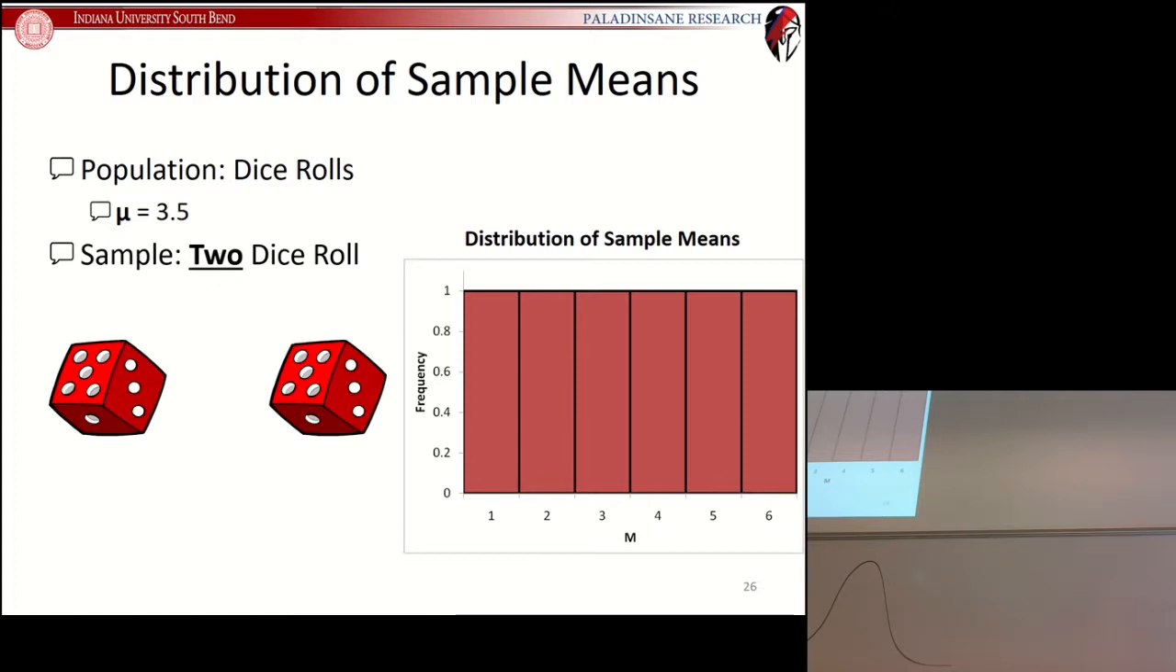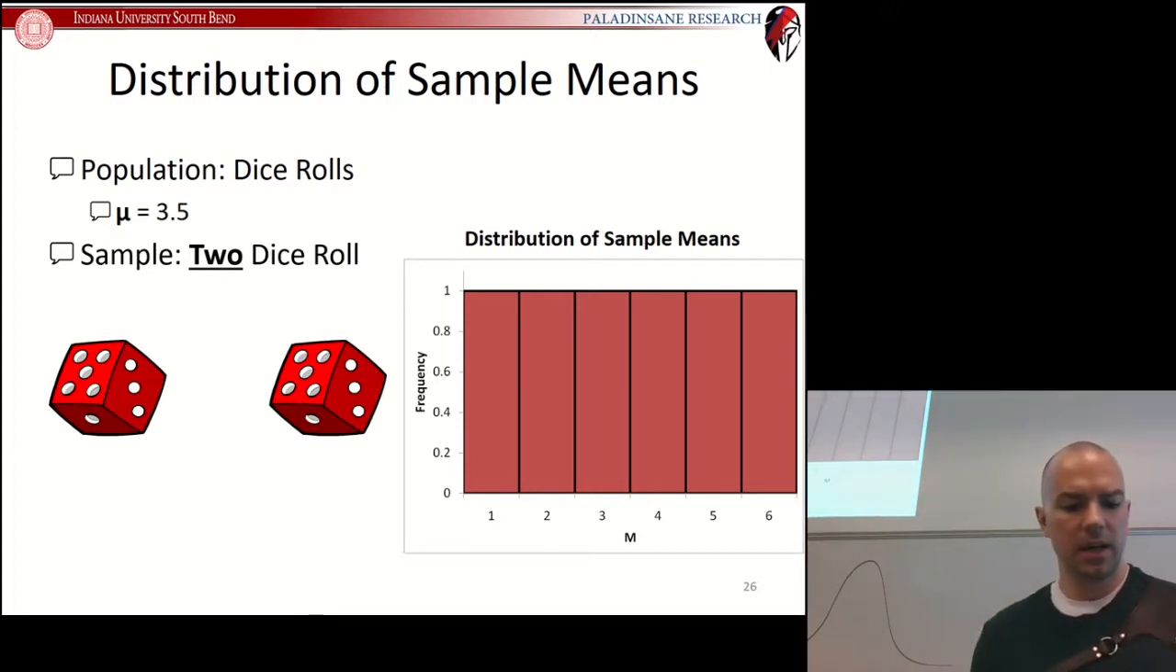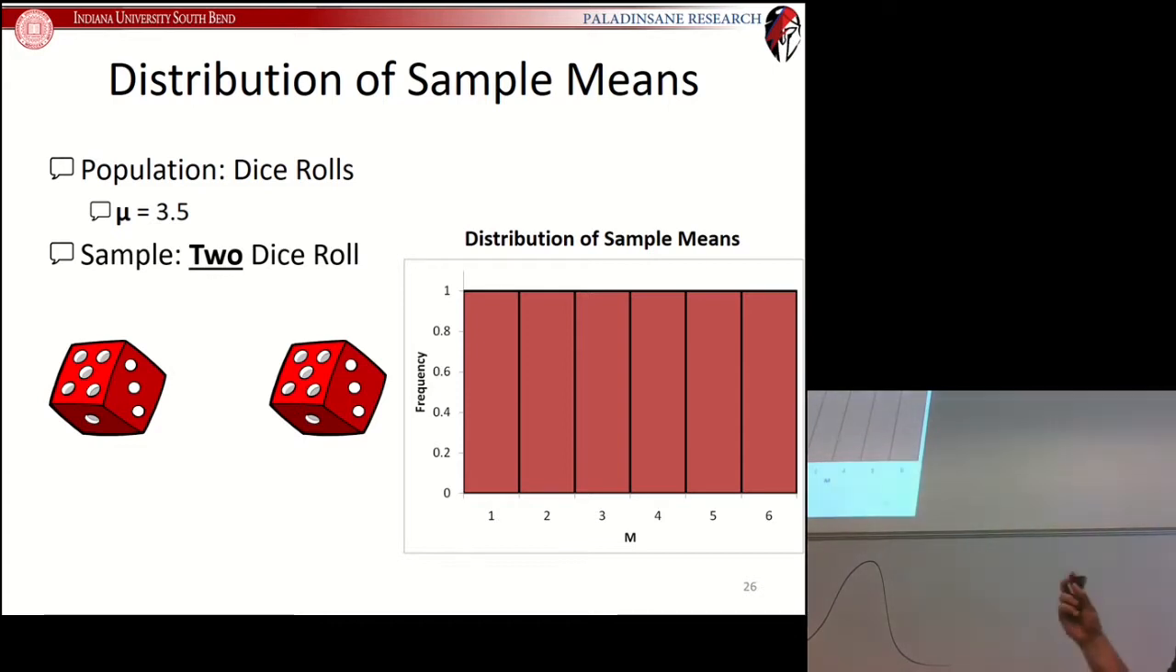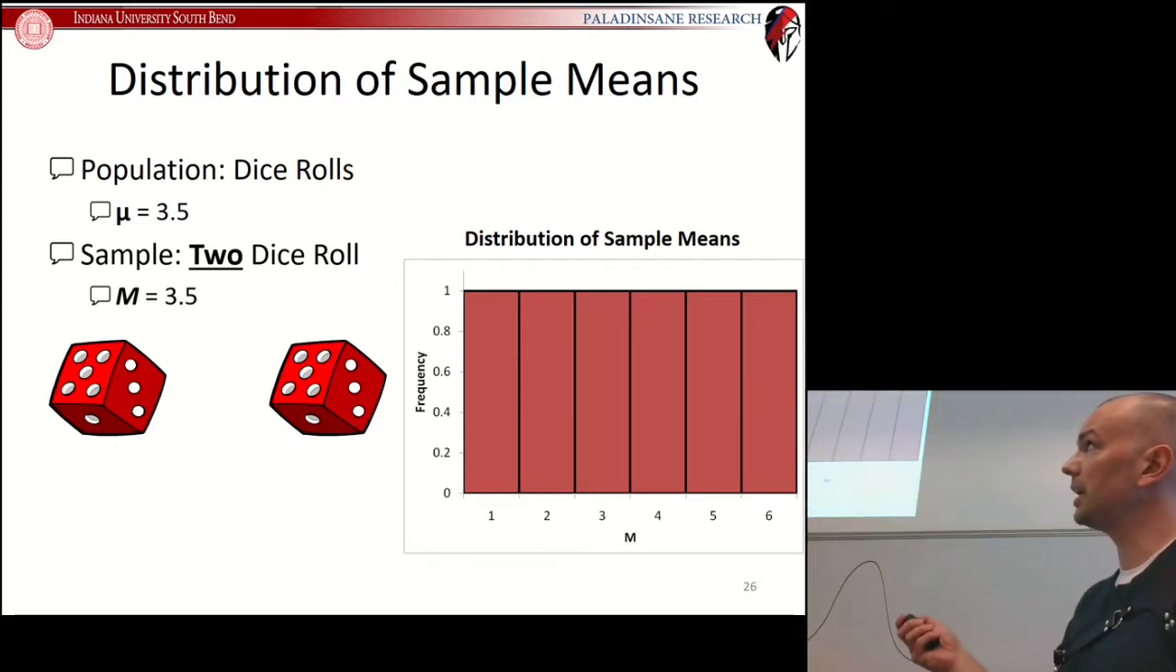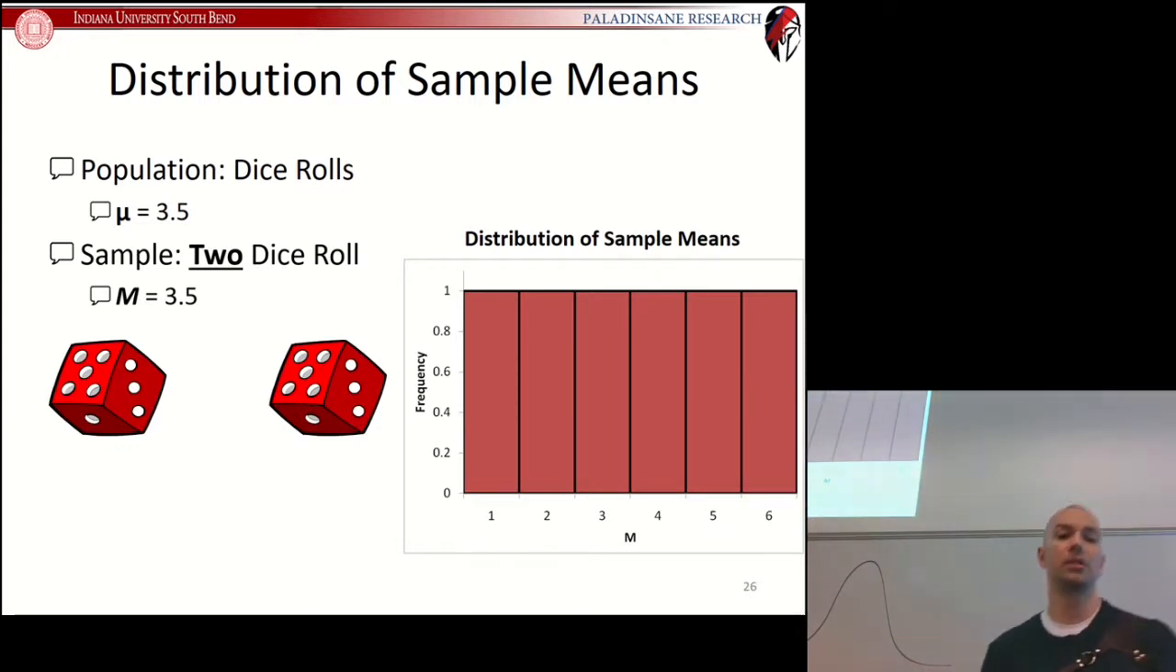And we keep doing this until we get all possible samples from that population. What we're going to find is if we took the mean of all of these sample means, the mean of those sample means would be 3.5. So notice that the mean of the sample means is always the same as the population mean. That's a good thing. But what happens to our distribution of sample means? Well, this time it changes shape. The distribution of sample means changes shape.